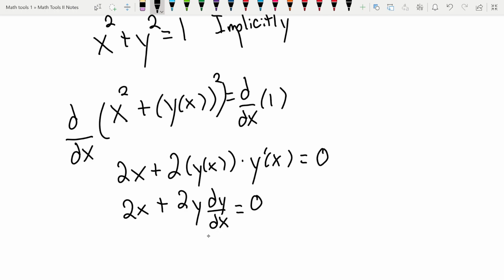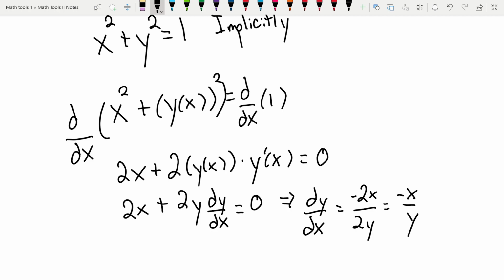So now we have an equation and we should try to get it by itself. Okay, so we bring the 2x over and then divide by 2y. So ultimately we're going to get dy/dx equals negative 2x over 2y, which is negative x over y. Okay.